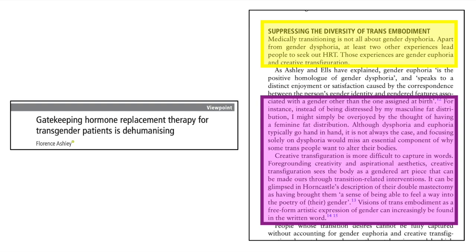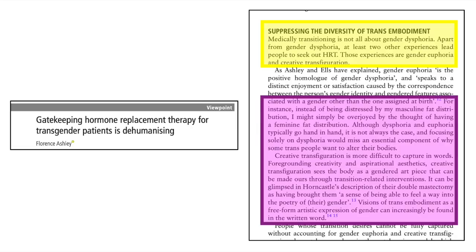Okay, so recall how the original Dutch protocol was intended to treat gender dysphoria, distress, psychiatric conditions, mental health struggles. The approach here says, no, that's not the only justification, right? We can offer these treatments because they can give rise to what Ashley calls gender euphoria. The second aim of these interventions, according to Ashley, is what they call creative transfiguration. This is, quote, more difficult to capture in words.